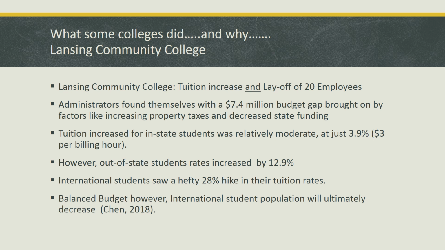International students saw the worst. They saw a hefty 28% hike in their tuition rates. So did it work? It did. They balanced their budget. However, their international student population will ultimately decrease. With a 28% hike in tuition rates, that's a group of students that will probably decrease. And at times like this, you really don't want to decrease a group of students, but that's probably what's going to happen there.